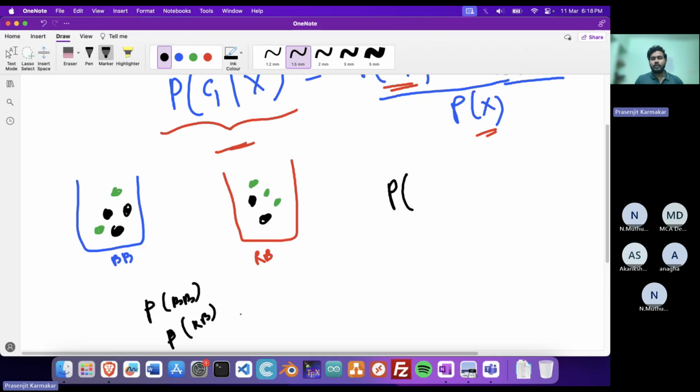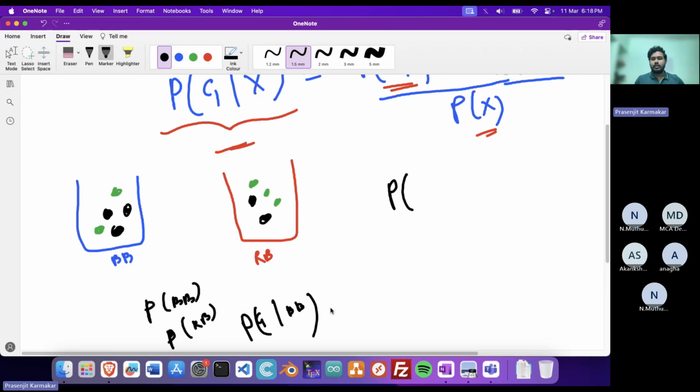Now we can also compute, given I have picked the blue basket, what is the probability of green? That I can compute. It's how much? It is 2 by 5.